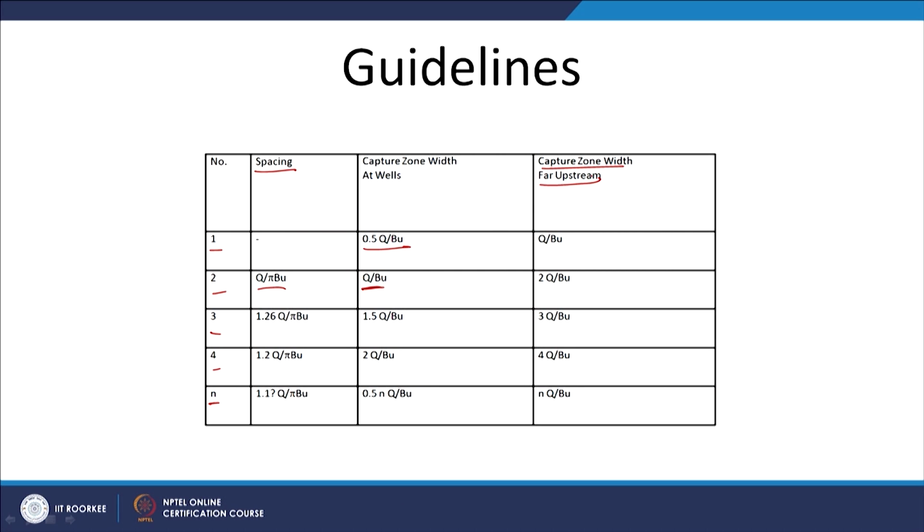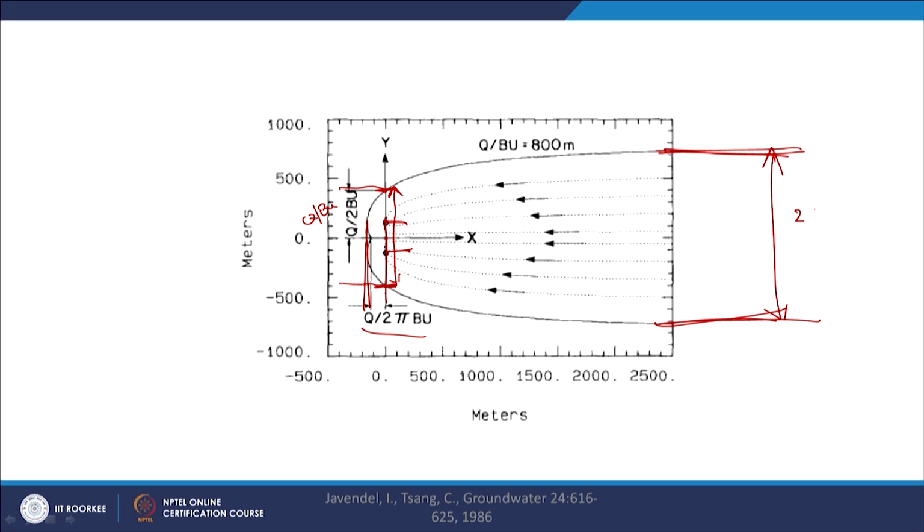And what is it for 2 wells? It is 2 Q by BU, I guess. So, again this is based on 2 Q by BU, and here this distance is Q by BU, let us say. So, how will this help me?